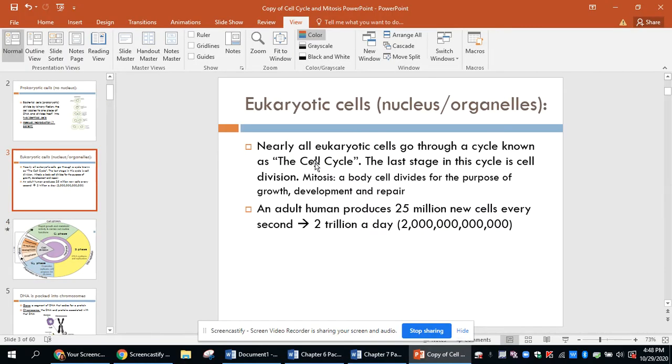On average, as you're sitting there, about 25 million new cells divide every second, and that leads to about 2 trillion new cells a day. And so we're going to look at that process, as you're sitting there, how your cells are dividing.